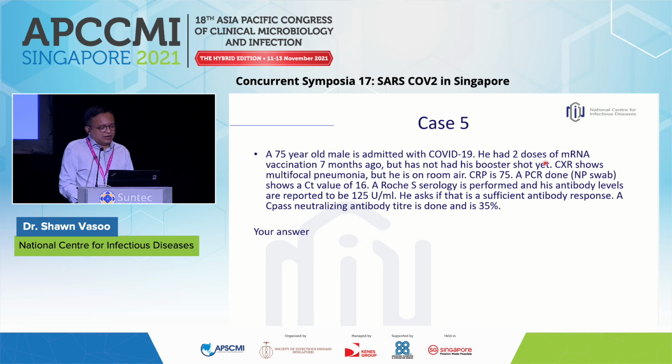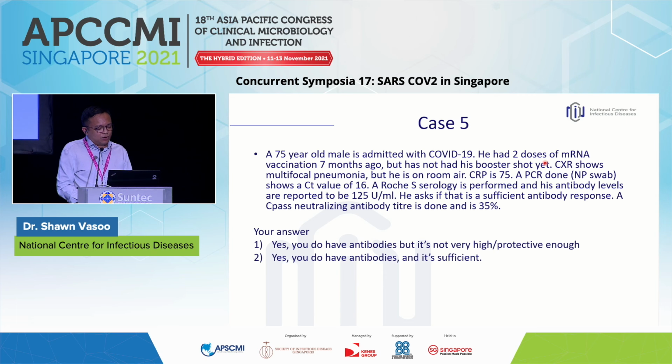Here, this is the last case. This is a patient who had a breakthrough viral infection, and the S antibody is 125 by the Roche assay. His cPass is 35, and he has COVID pneumonia. What do you think? He asked you, is that a sufficient antibody response?